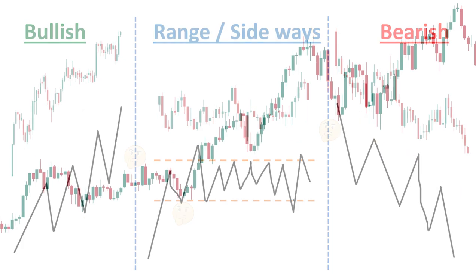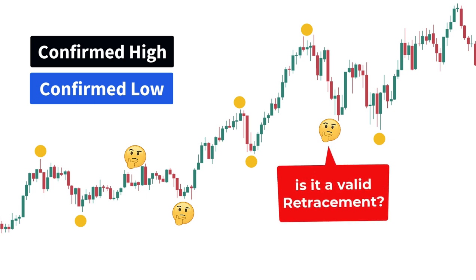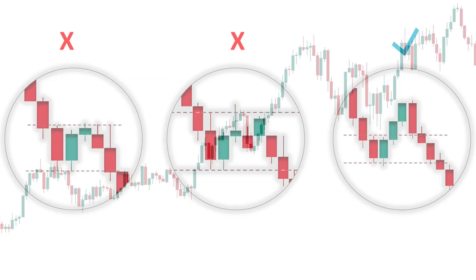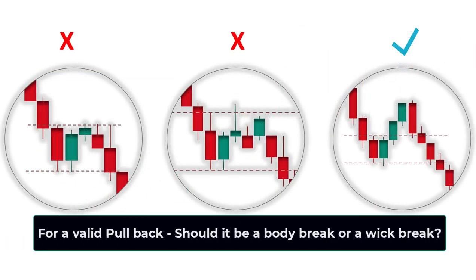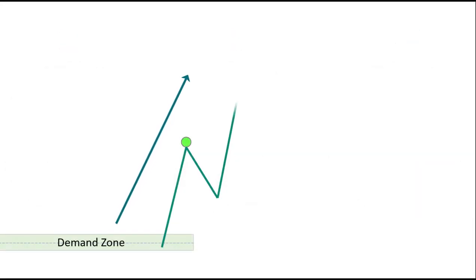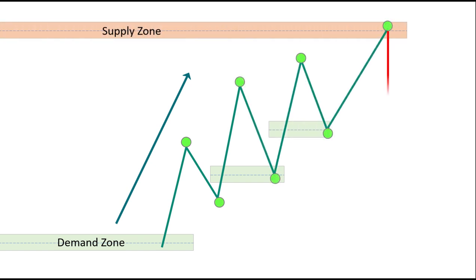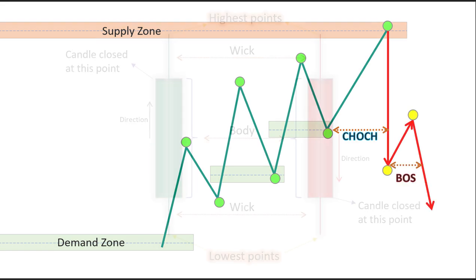But of course, the big questions always come. Which one is the confirmed high, and which one is the confirmed low? Which retracement is valid, and which one is just noise? How do we identify a deep pullback? Should we consider a wick break or a body break when calling CHoCH or BOS? The truth is, market structure is not as simple as it looks at first glance. But don't worry, in this video we'll go step by step from beginner level to advanced, until you can read structure with confidence. So, let's begin.